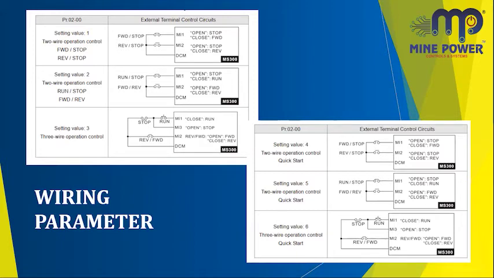For running, you have to press and hold the button, in forward and in reverse also. When you release it, it goes to stop. So mostly industrial sites use this as 3-wire operation control. This is the 3-wire system: DCM as a common, with M1, M2, M3 as outputs used in the drive.